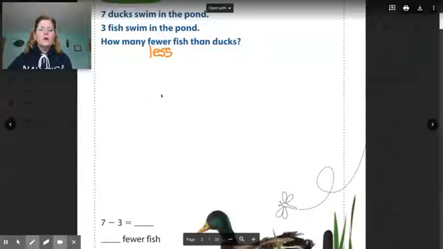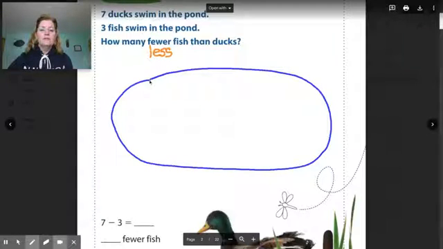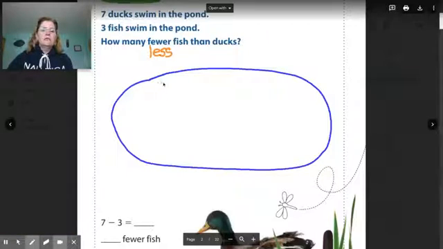So we could draw a pond. Let me draw a pond. Now my pond isn't going to be fancy. I know that a lot of you, like Brody, you love having those details. So there's my pond. And I have 7 ducks in my pond. And I am just going to draw circles. 1, 2, 3, 4, 5, 6, 7.